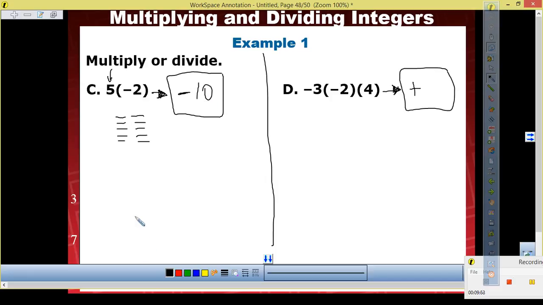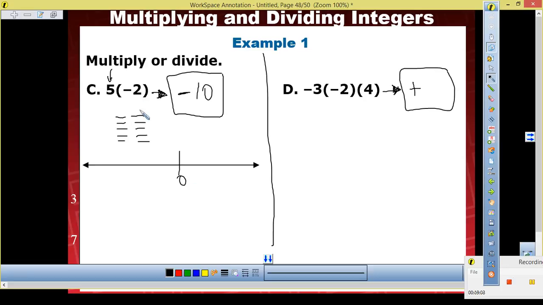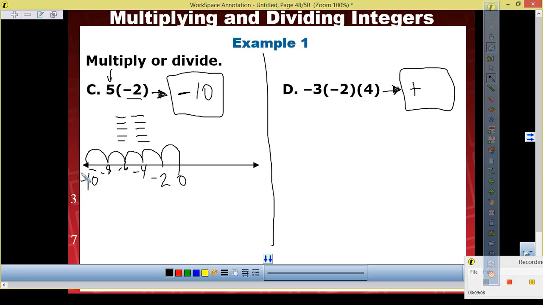Okay? Next, number line. We start at 0, and it says to jump to -2. That's to the left. There it is. How many times did we do that? 5. That's 1, 2, 3, 4, 5. So this is -4, -6, -8, and we land at -10. So far, so good?